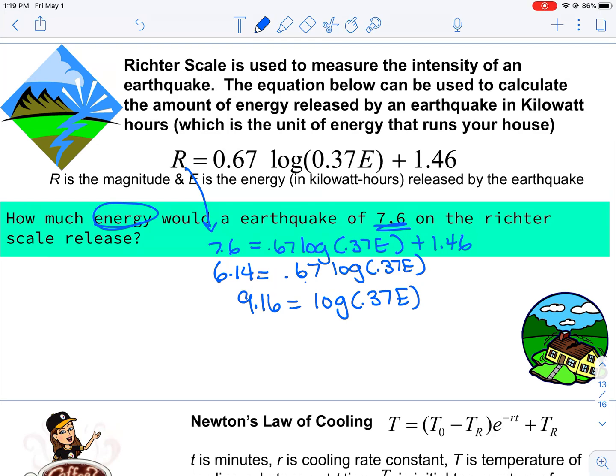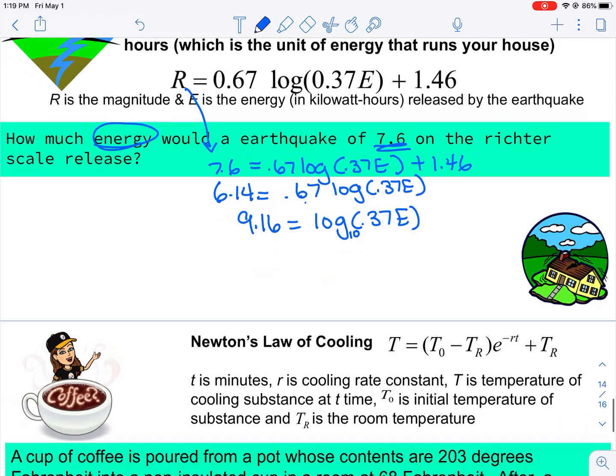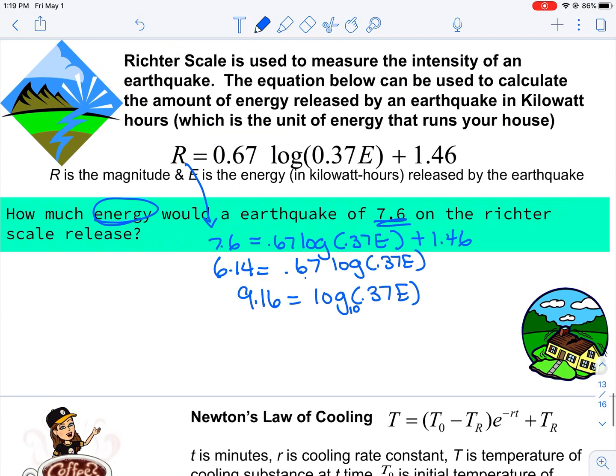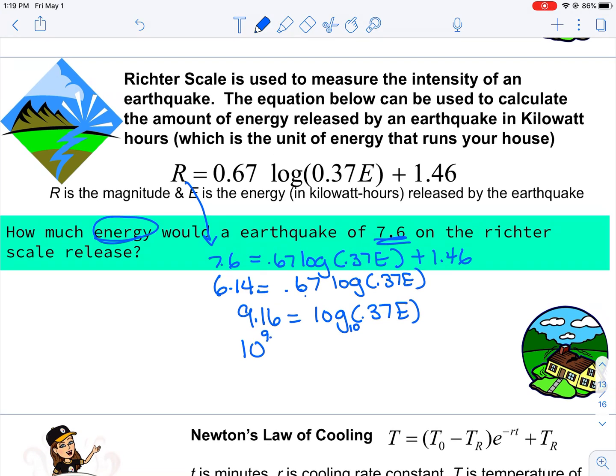Now, once I get the log isolated, I'm going to rewrite it into exponential form since that's what undoes a log. Keep in mind, this one's base 10 because nothing is written. Anytime you don't see the base written, it's base 10. So I'm going to say 10 to the power of 9.16 is equal to 0.37E. Remember, this is the base, this is the answer, and this over here is the power. So if you go back to rewrite it, make sure you get everything in the right spots.